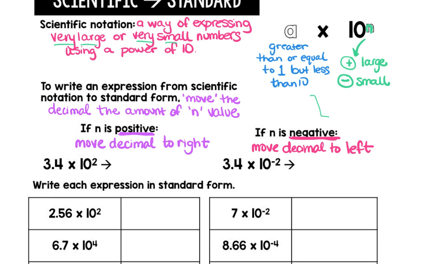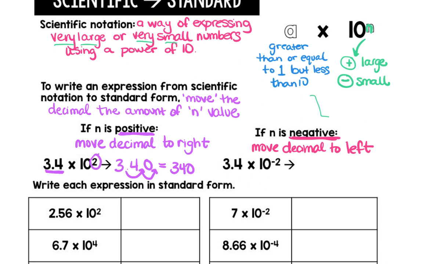So some examples here. 3.4. This is your A. This is the number 3.4 times 10 to the second. This is our exponent 2 right here. So we're going to take 3.4. We're going to move that 2 places to the right, plop a 0 in there. That's going to be 340. And what we're doing is multiplying that by 10 2 times to get that.